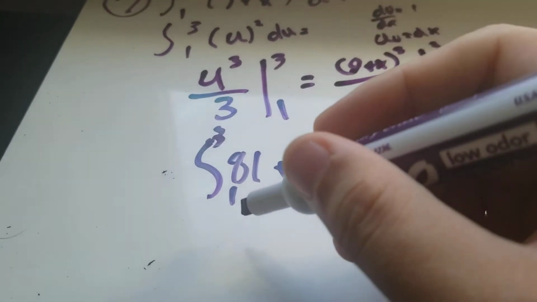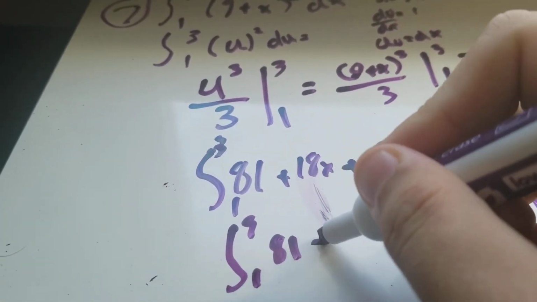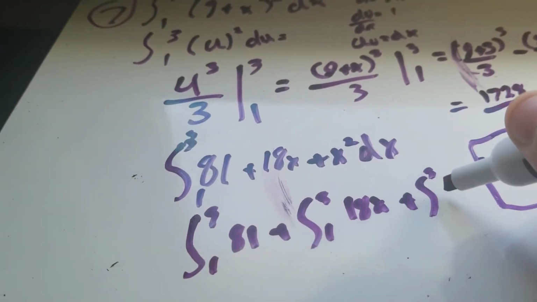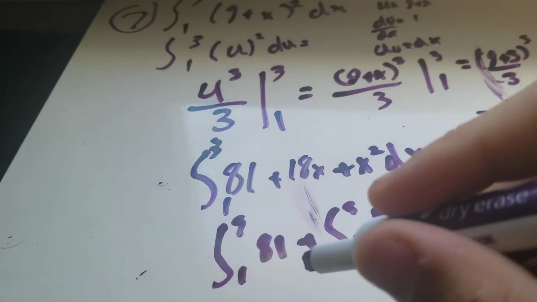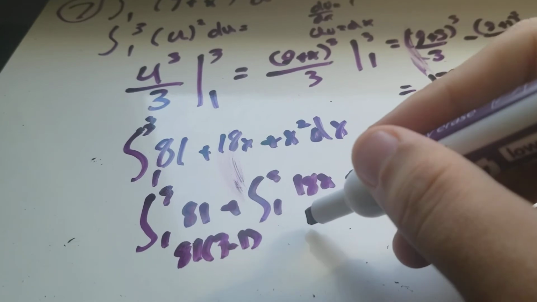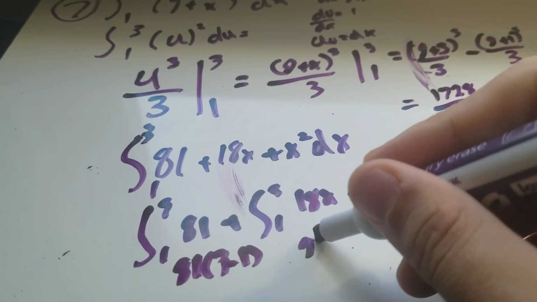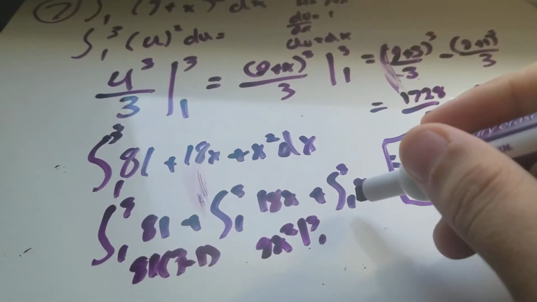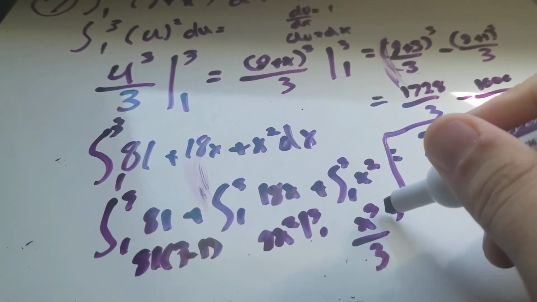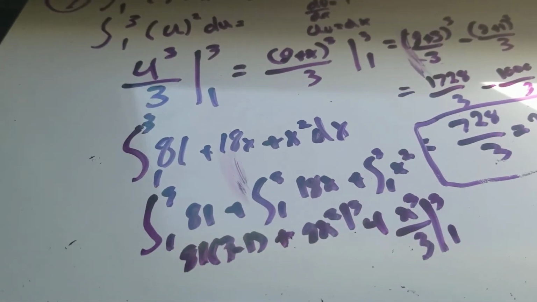If you did do it this way, you have to separate each piece, because they're pluses. So the integral from 3 to 1 of 81, plus the integral from 3 to 1 of 18x, plus the integral from 3 to 1 of x squared, all with the x's. Then you would do that. So that's 81 times 3 minus 1. And the integral of 18x would be 9x squared from 3 to 1. And then this one would be x to the third over 3, 3 to 1. So whatever way you find easier, you do that.